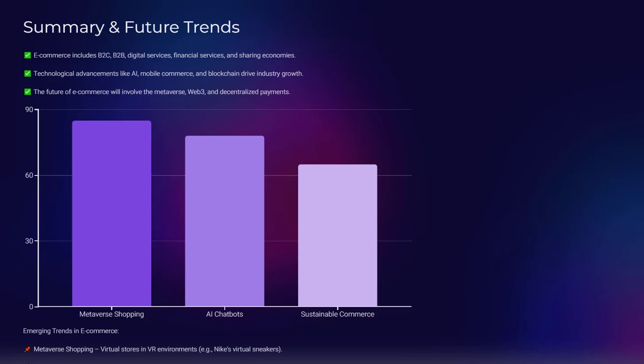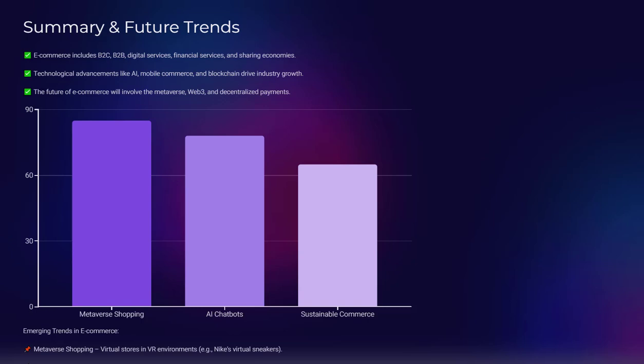So we have gone through all 5 forms or categories of e-commerce business models. We know that e-commerce encompasses a wide range of business models, including B2C, B2B, digital services, financial services, and the sharing economy. Technological advancements like AI, mobile commerce, and blockchain are driving significant growth and innovation in the e-commerce industry. The future of e-commerce will involve the integration of the metaverse, Web3, and decentralized payment systems.